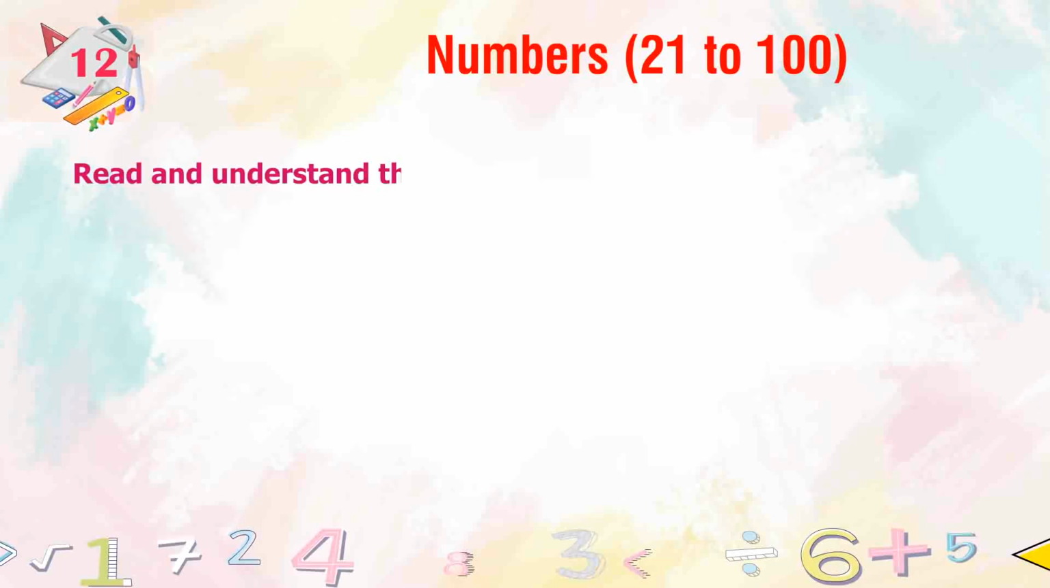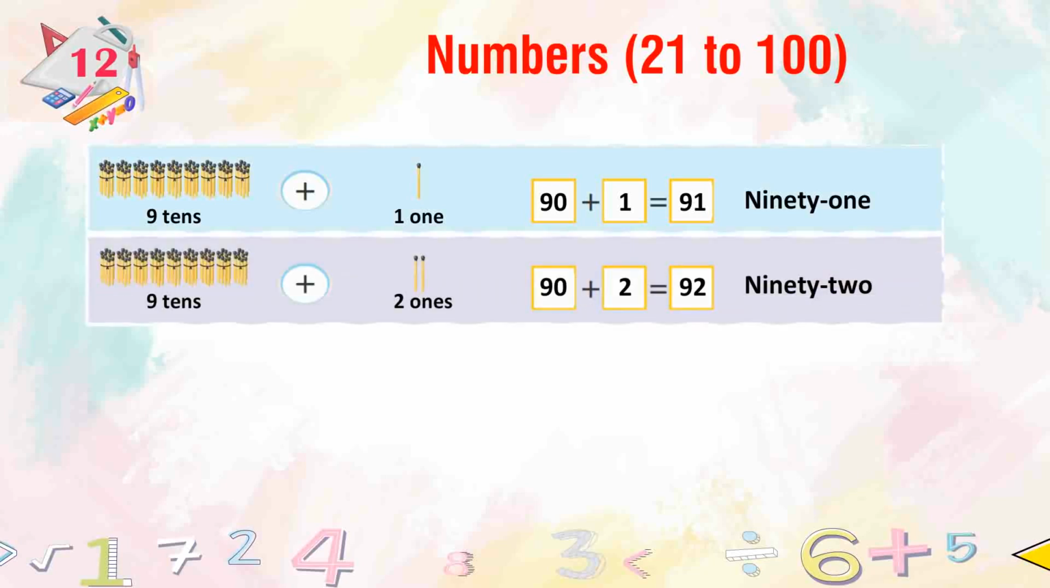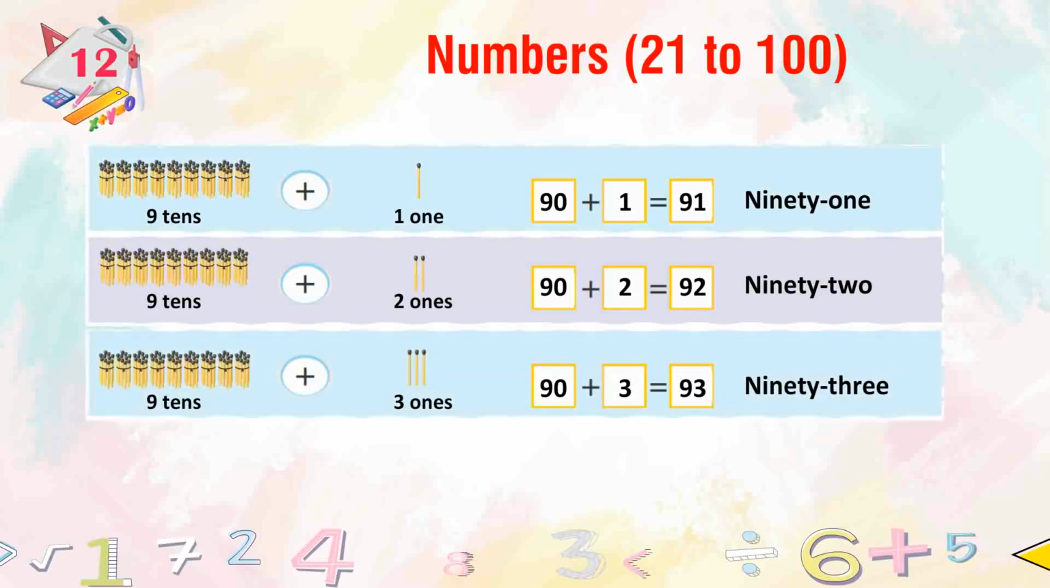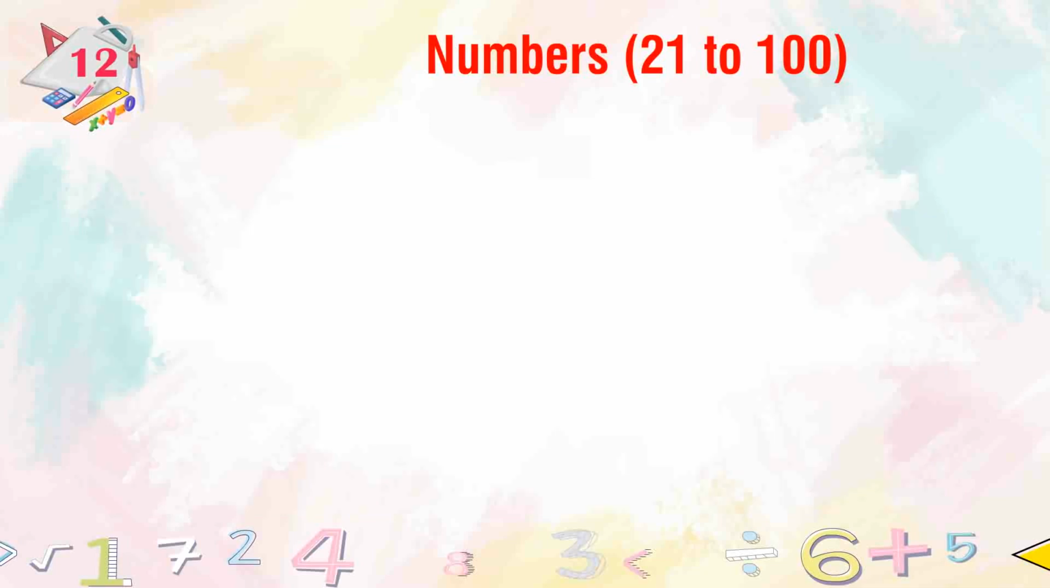Read and understand the numbers from 91 to 100. 9 tens plus 1 one: 90 plus 1 is equal to 91. 9 tens plus 2 ones: 90 plus 2 is equal to 92. 9 tens plus 3 ones: 90 plus 3 is equal to 93. 9 tens plus 4 ones: 90 plus 4 is equal to 94.